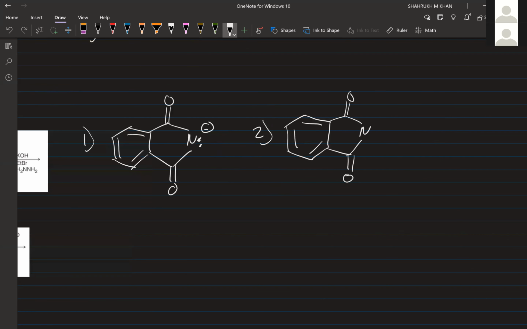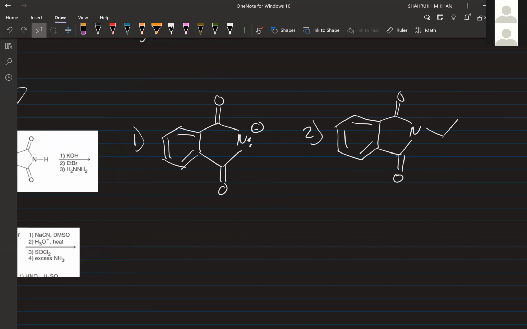Okay, and then we have ethyl, so it would be that. So this would be N-ethyl phthalimide, right? The species right here is called phthalimide, and this would be N-ethyl phthalimide technically, because the N represents the R group on your nitrogen there. And then the second step is essentially just like a hydrazone reaction, right?